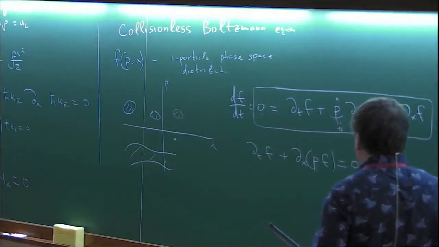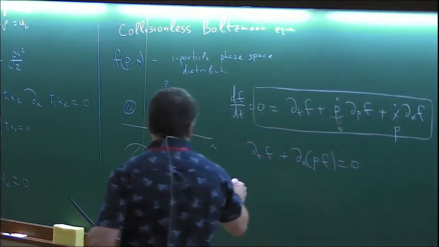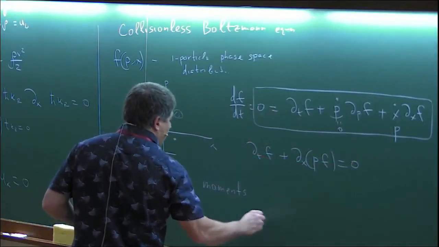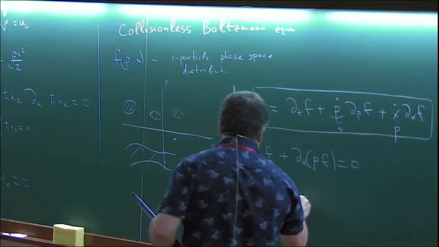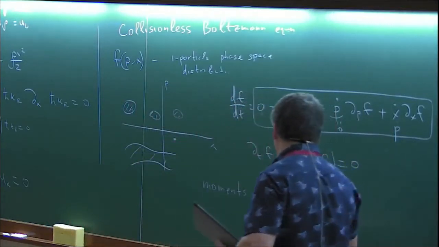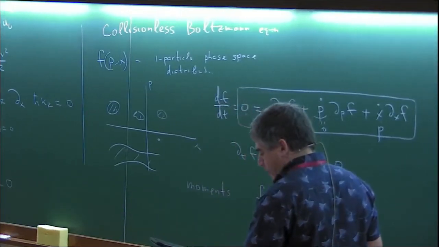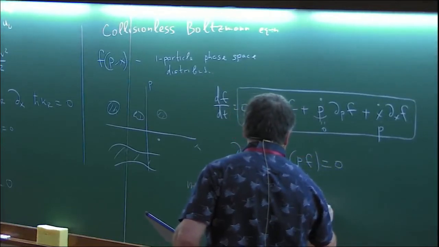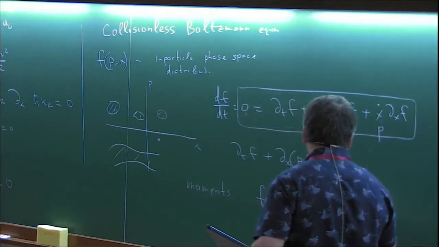So now let me introduce moments of the distribution function. Moments with respect to momentum space. I will introduce the notation Fn, which by definition will be the integral of dp over 2 pi, p to the power n, f of p, x.